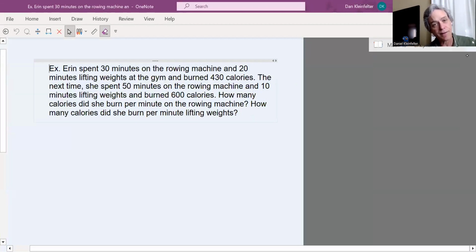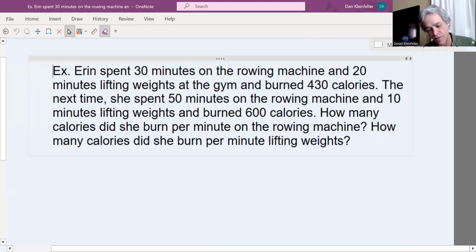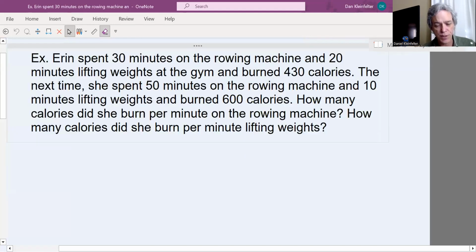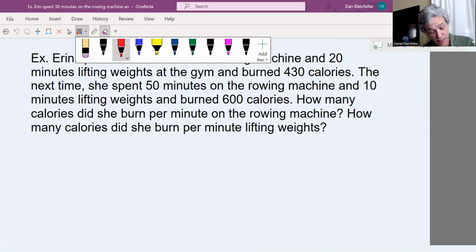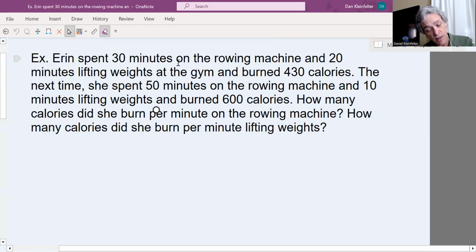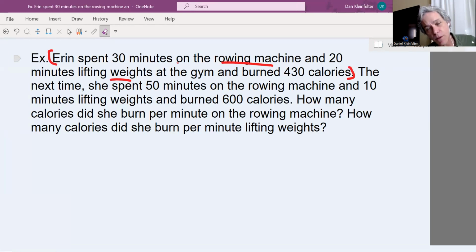This one is quite a bit lengthier than the last problem, but our first step will be to read through it and make sure we understand. So here it says, Aaron spent 30 minutes on the rowing machine and 20 minutes lifting weights at the gym and burned 430 calories. So the two kind of activities in the question are that Aaron is rowing and also lifting weights. The first sentence tells us how many calories she's burning doing these two separate activities.